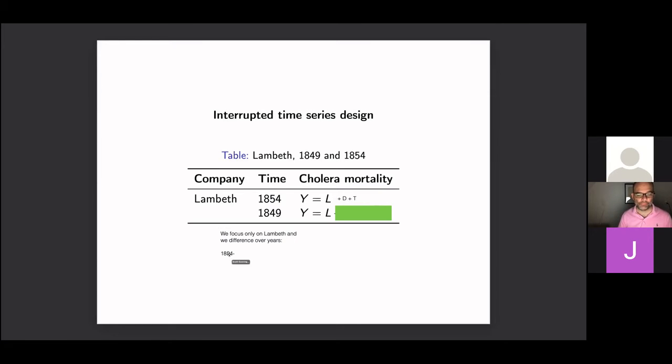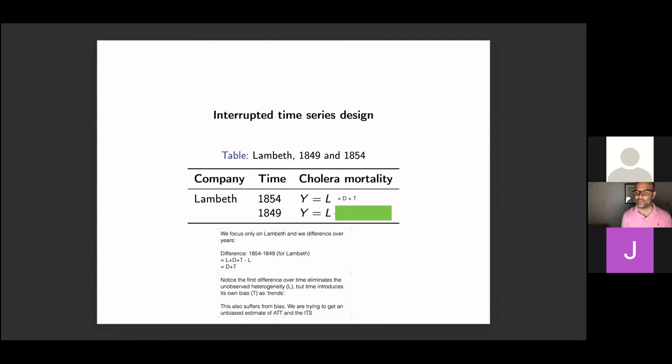Okay, so we could say 1854, so do another difference. 1854 minus 1849 for Lambeth. Okay, so then we get L plus D plus T minus L, D plus T. Notice the first difference over time eliminates the unobserved heterogeneity, L. But time introduces its own bias, T, as trends, okay? So this also suffers from bias. We are trying to get an unbiased estimate of ATT, and the interrupted time series will not do it because of the trends.